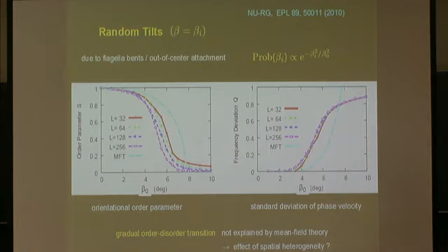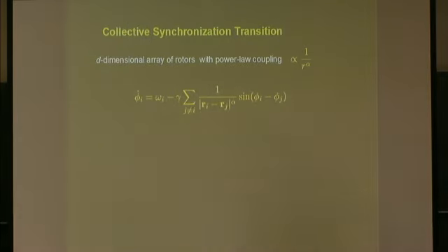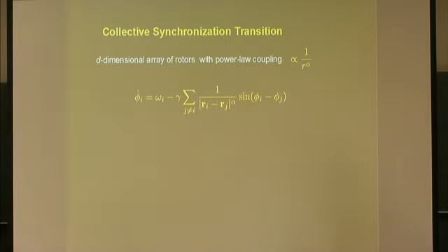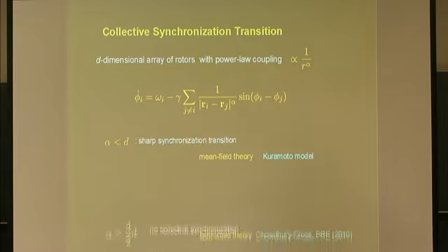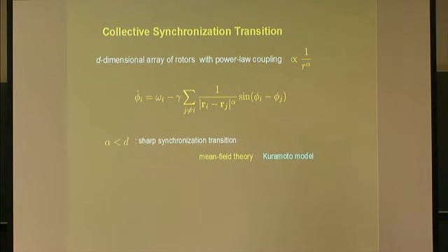So we should take into account the effect of spatial heterogeneity. Now we generalize the problem a bit to a d-dimensional array of rotors with a generic power law coupling, which is proportional to the distance to the power of minus alpha. So in the simulation, we have d equal 2 and alpha equals 3. And we consider this type of equation. Omega I is a random torque, Gaussian distributed around 0, as before.